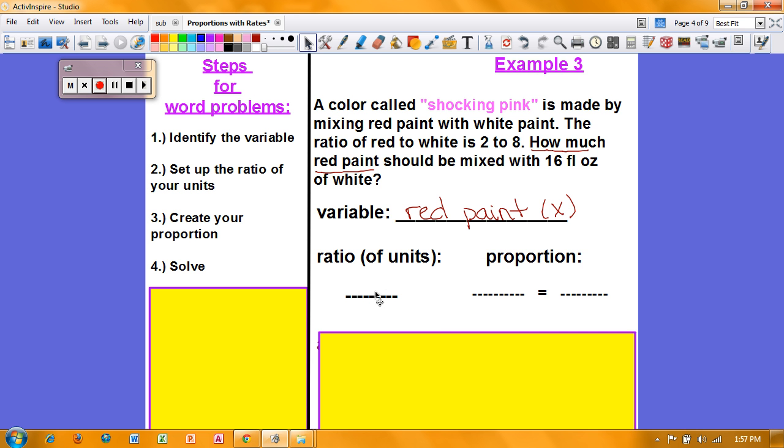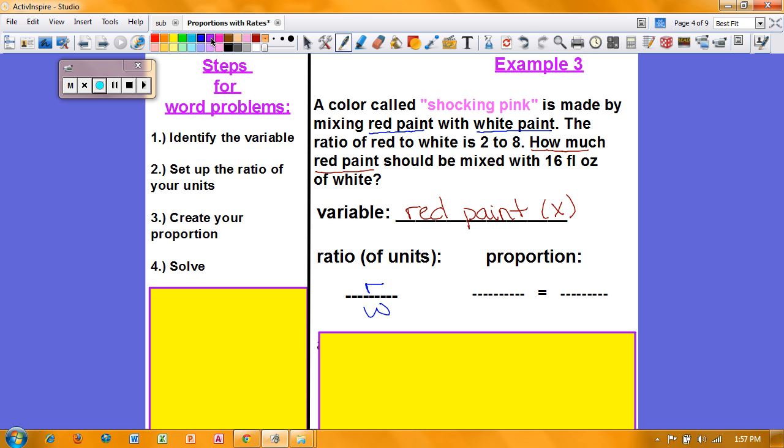Next, I want to set up a ratio of units. So I want to go to the problem and figure out what units they're using. So it's talking about red paint and white paint. So I'm going to put R for red on top and W for white on the bottom.